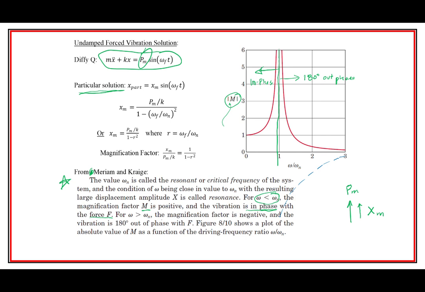But in the other case, when we have an omega that is greater than the natural frequency, the magnification factor ends up being negative, and the vibration is 180 degrees out of phase, right? So if we have a force, let's make the force going upward. As the force is going upward, Pm, the response moment, I want to say the response translation, I said moment, but I meant translation. The response translation is going the opposite, so it's out of phase.